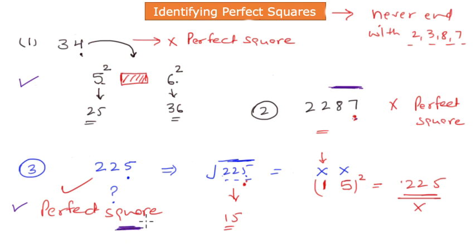So there is no one unique method that will give you all the answers all the time. You might have to play with this strategy a little bit back and forth to identify a perfect square. But a lot of the time the elimination round does help us a lot.